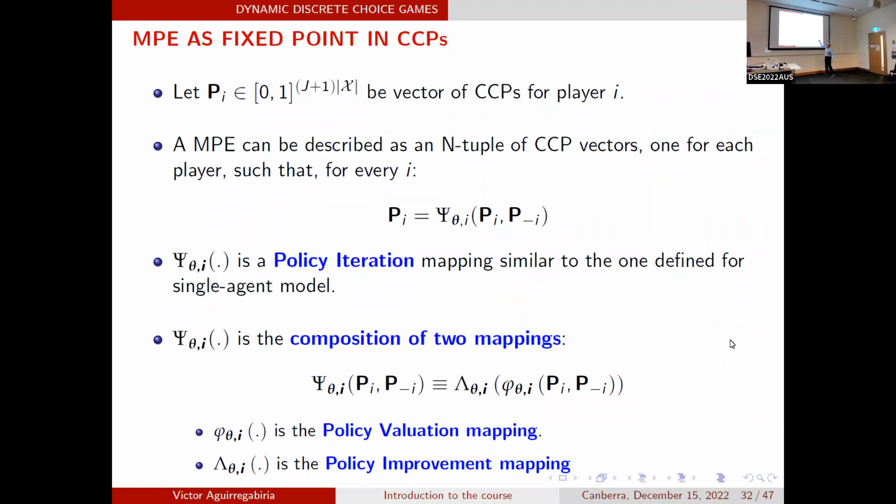Similarly, or almost equivalently as before, this policy iteration mapping is the composition of two mappings. The policy evaluation takes the choice probabilities of everybody, and then we construct this valuation matrix that gives us the probability of visiting different states in the future, and using this matrix, we can obtain discounted values. And then a policy improvement mapping, taking these values as given, gives my best response choice probabilities.